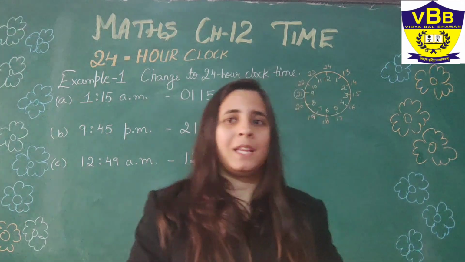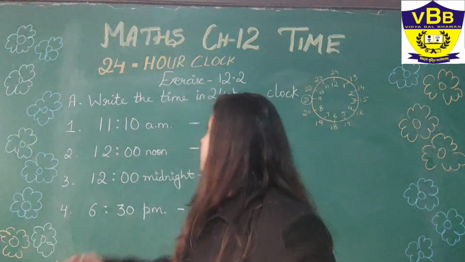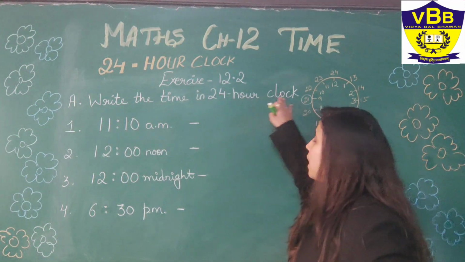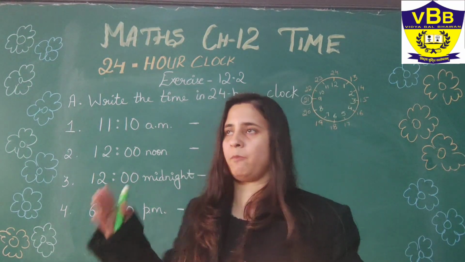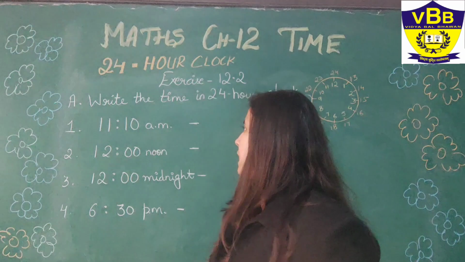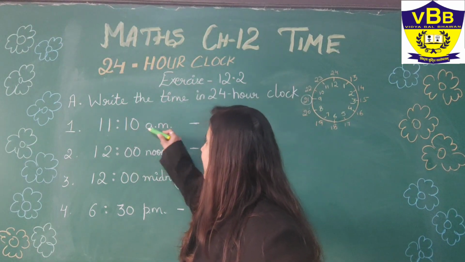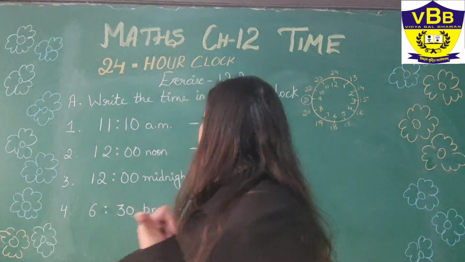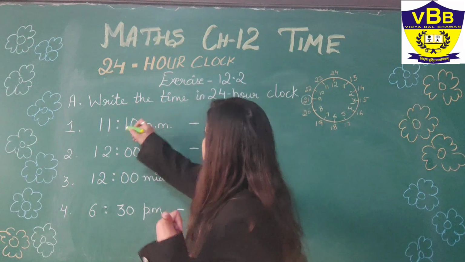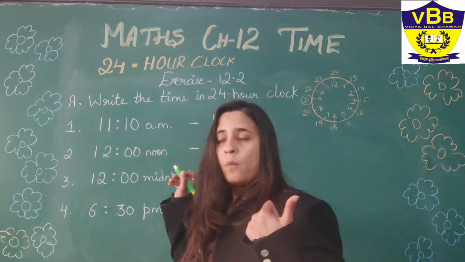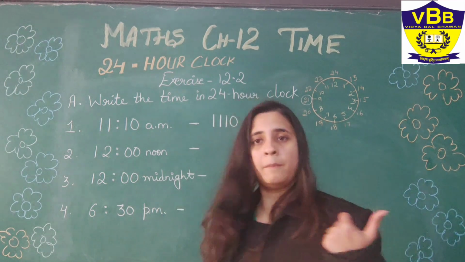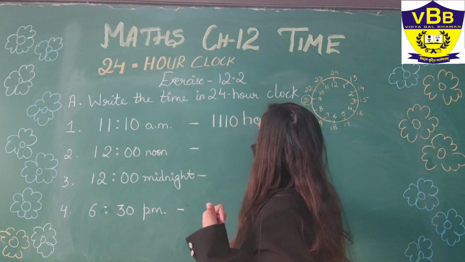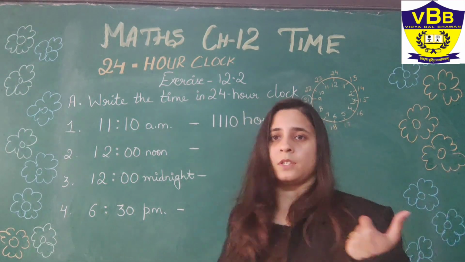Now we are going to start with the exercise 12.2. We will do A part here. It says write the time in 24-hour clock. The way we have done in the examples, the same way we are going to do the exercise questions as well. It says the time is 11:10 a.m. I have already informed you that for a.m. we don't need to change the timings to 24 hours. So it will be written simply as 11 hours 10 minutes. So it will become 11:10 and we will write here hours. The time is 11:10 hours.